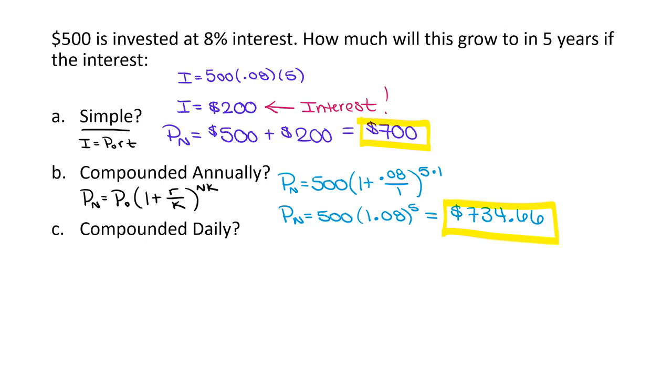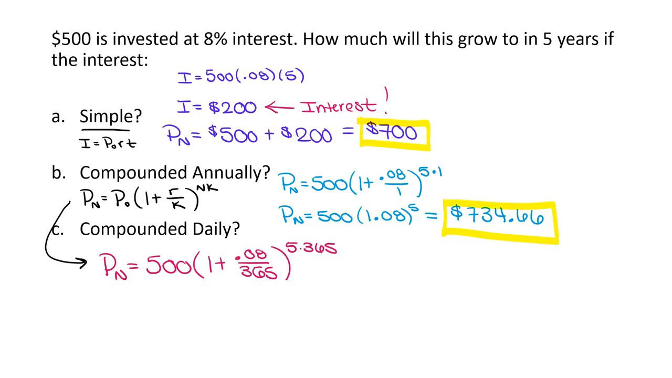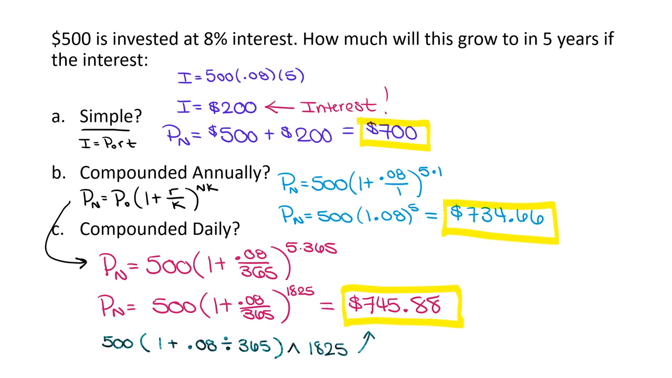If it's compounded daily, we use the exact same formula. So same compound interest formula. The P0 is still 500. The R is still 0.08. The only thing that's going to change is if it's compounded daily, we're going to put in 365 for K. So now I've got 500 times 1 plus 0.08 divided by 365 raised to the 5 times 365 power.